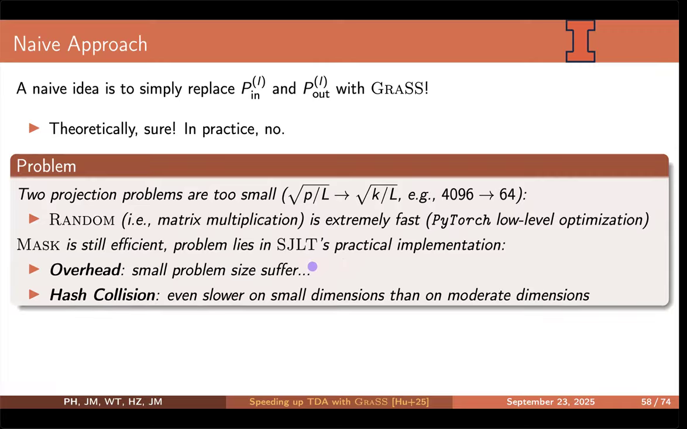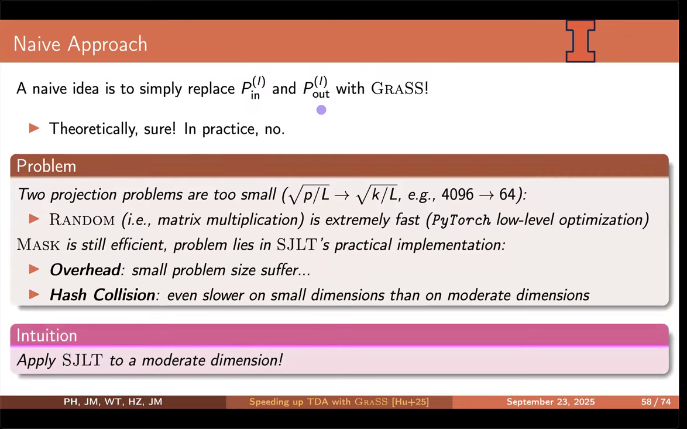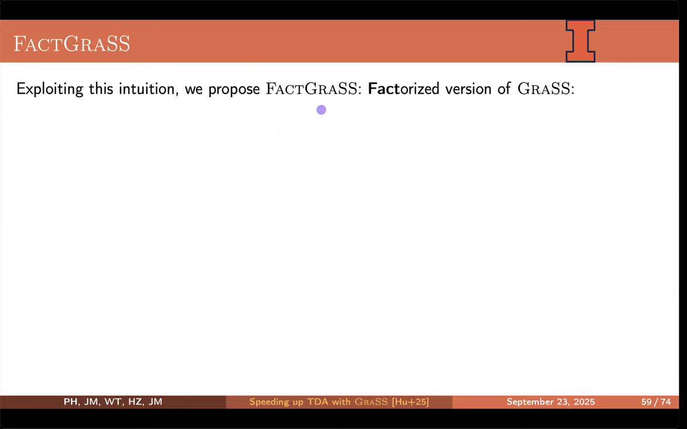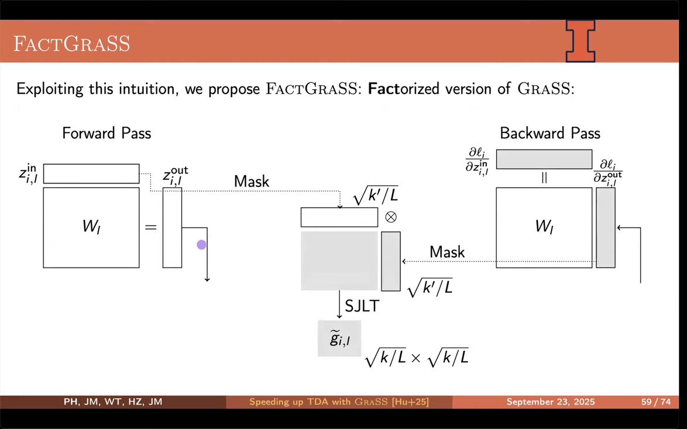So in practice, if we want to get actual speedup, we cannot just directly substitute random with GraSS in this factorized projection. So what should we do? The intuition is, what if we just apply SGOT to a moderate dimension? Sure, but what does that mean? We exploit this intuition and propose the so-called FactGraSS, which is the factorized version of GraSS.